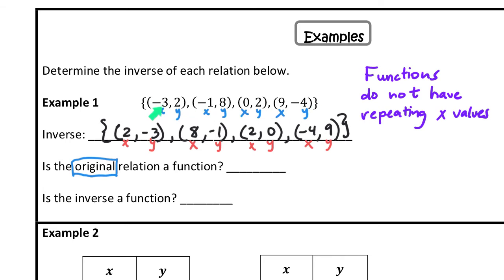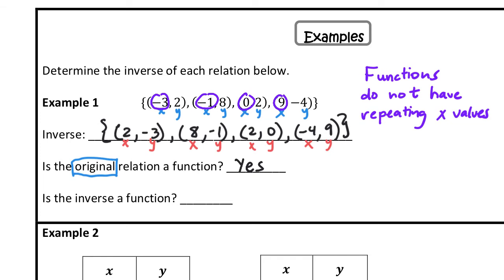If I look at all the x's, do they repeat? Do I have any repeats? -3, -1, 0, 9. Do they repeat? No. So we would say that this would be a yes.